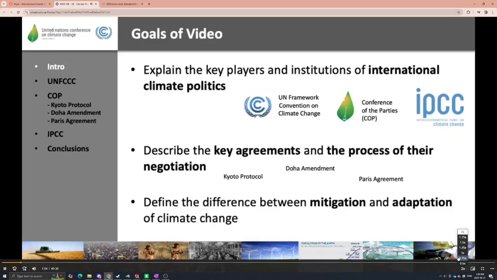So the last thing we want to talk about is the differences between mitigation and adaptation to climate change. By the end of this lecture, you should know the differences between the two terms and, of course, be able to provide examples.